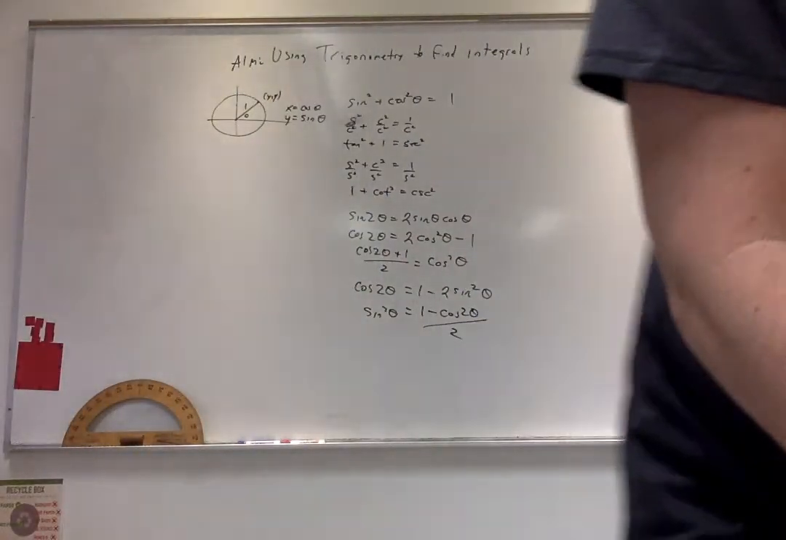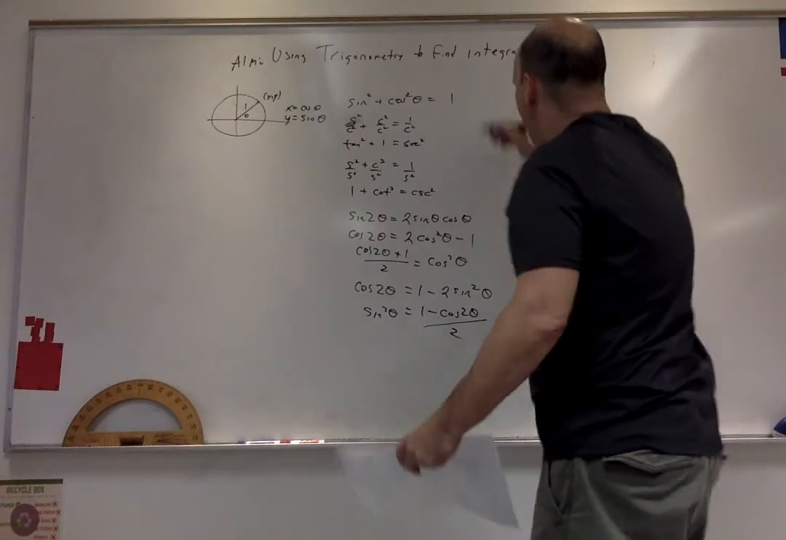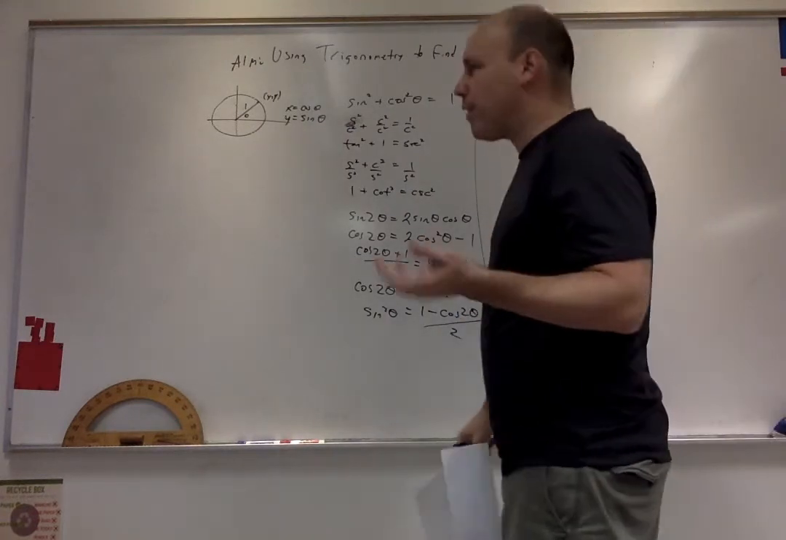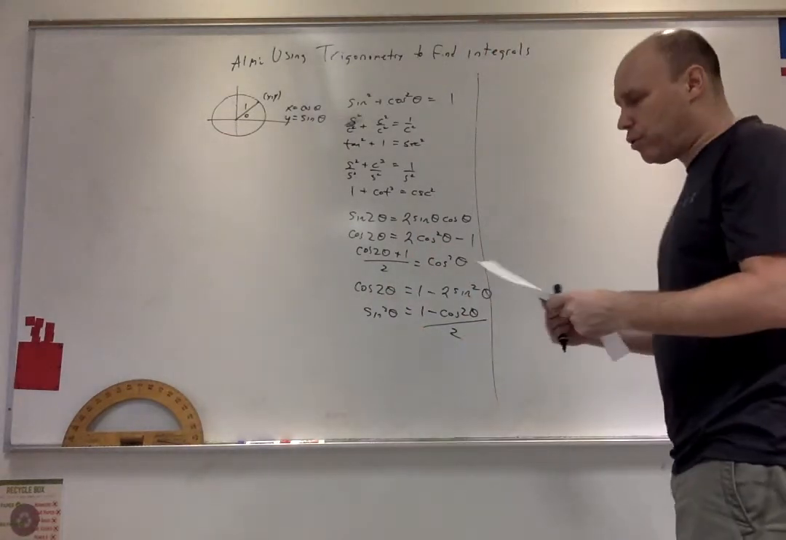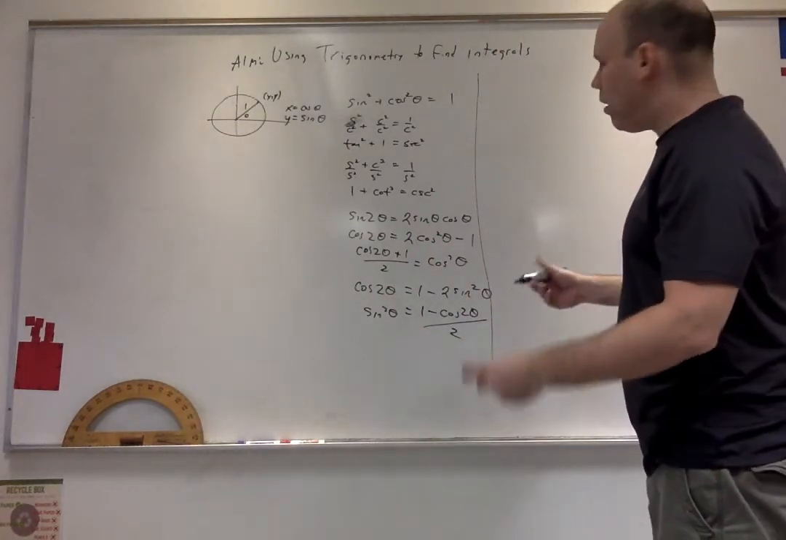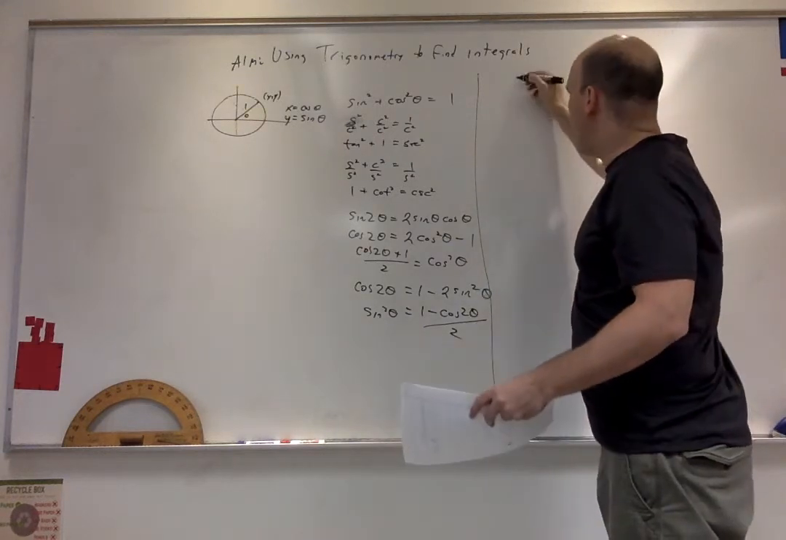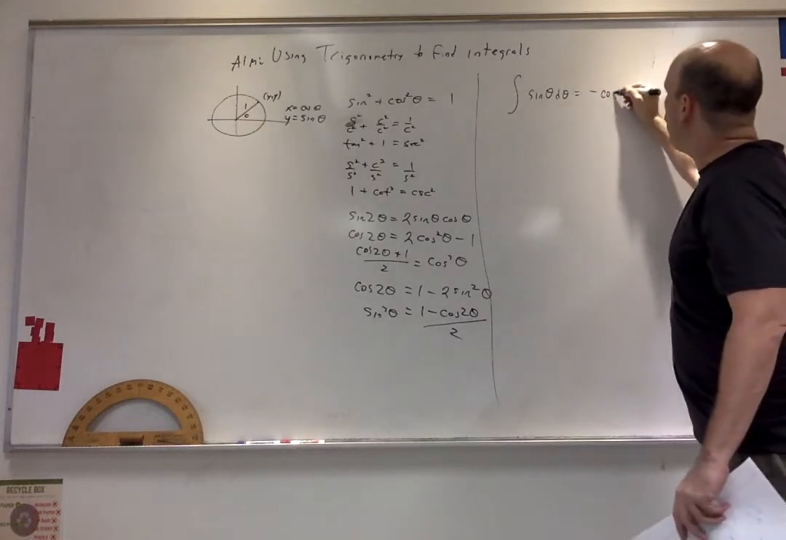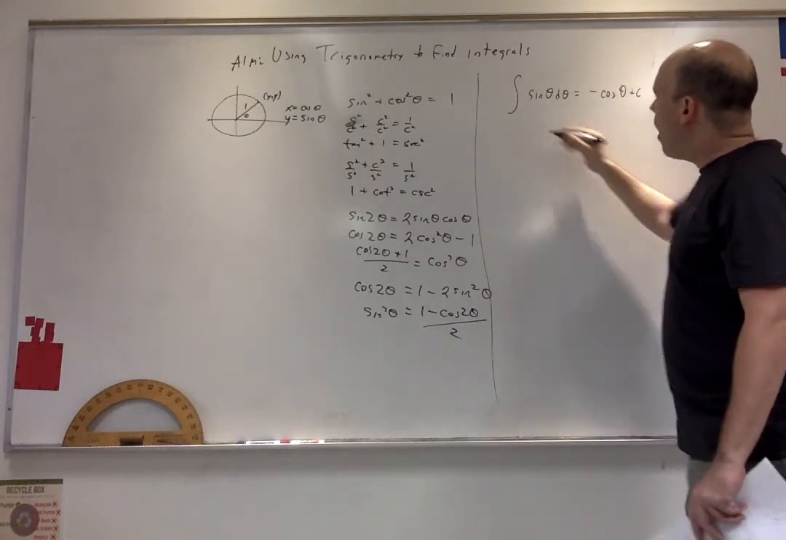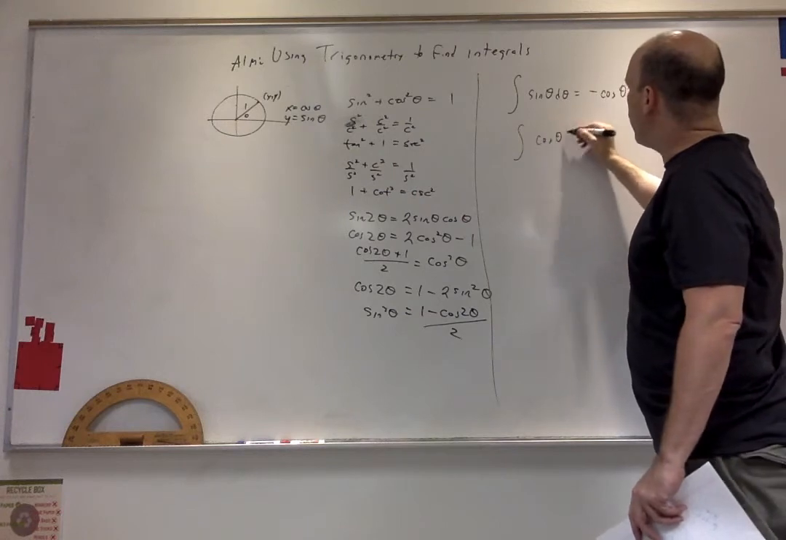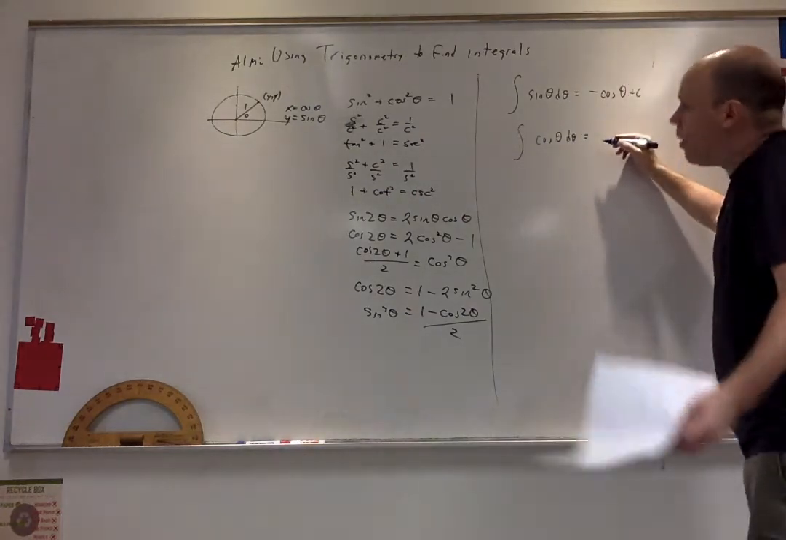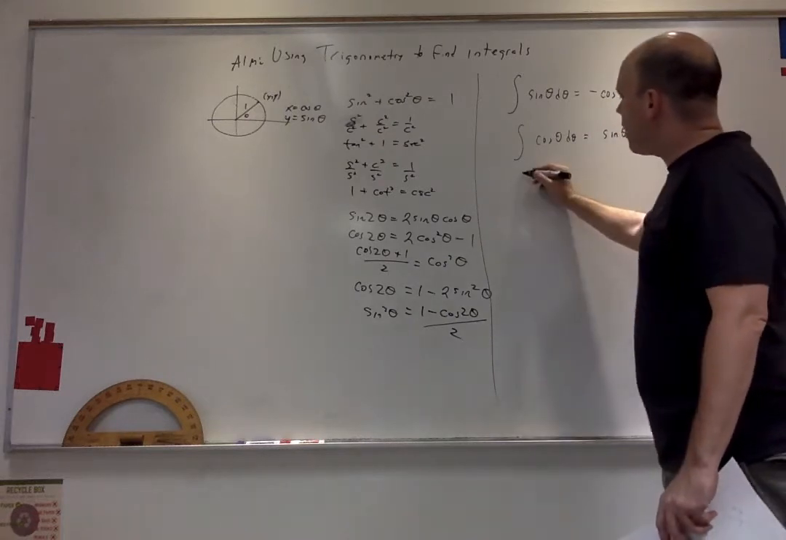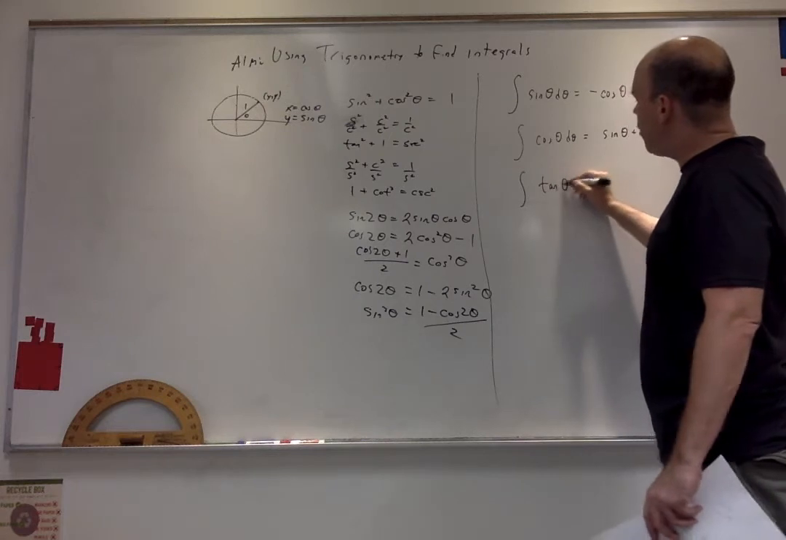So let's start with, we're going to be looking today at the powers of sine, cosine, and tangent. So let's start off with the first degree. The integral of sine theta d theta we know is negative cosine theta plus c. How about the integral of cosine theta d theta? Well, we already know that that's sine theta plus c. The last thing is tangent of theta d theta.